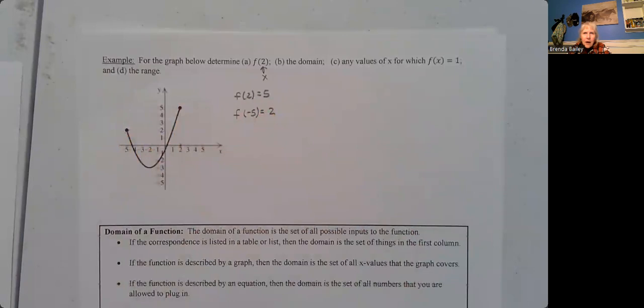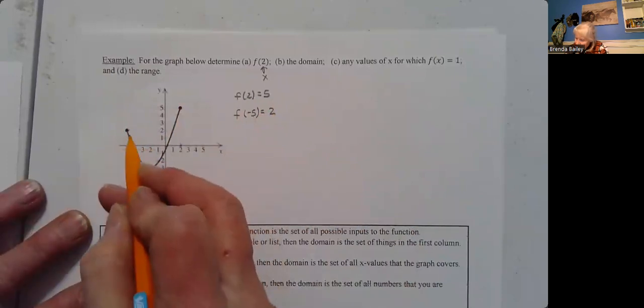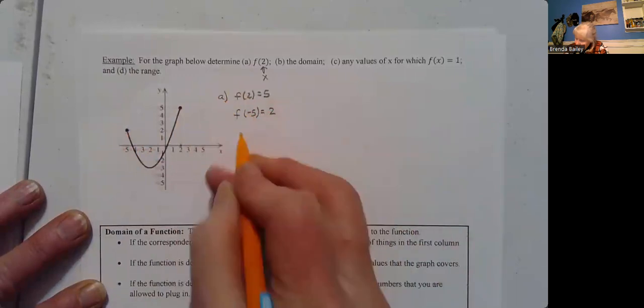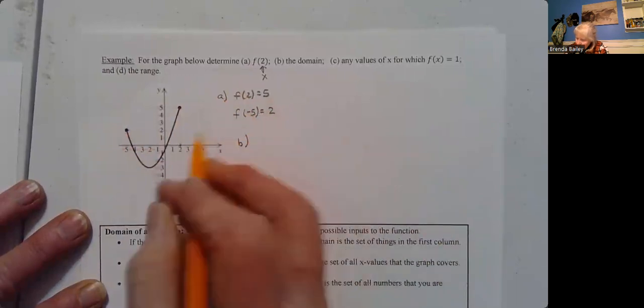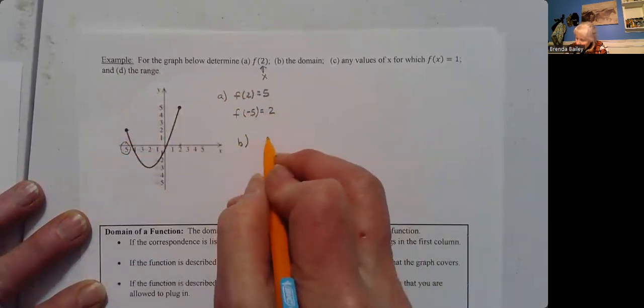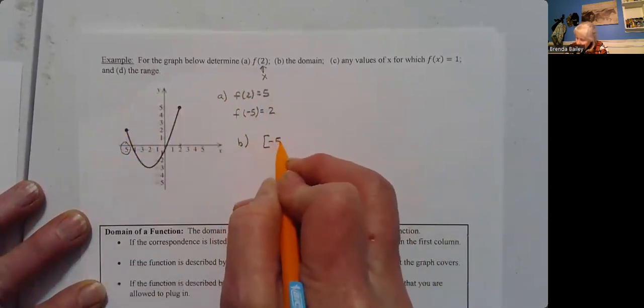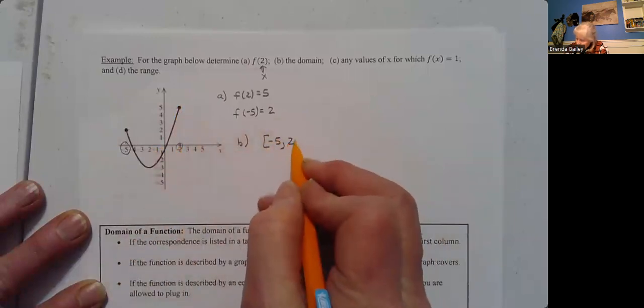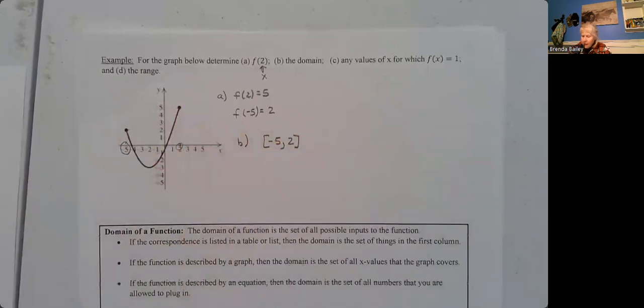Now let's go to B, the domain. What is the domain? The domain are the x's. The domain starts at negative 5, the furthest to the left, and it includes negative 5, to a 2. That's the last x that is part of the graph. And it includes it because it's a filled-in circle.